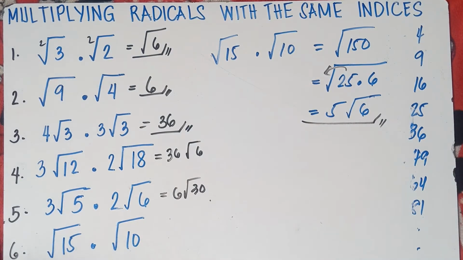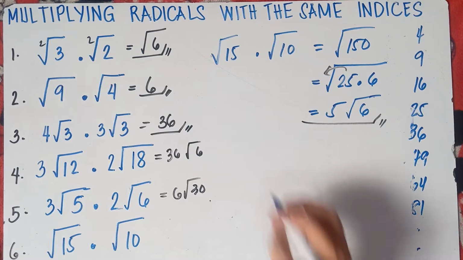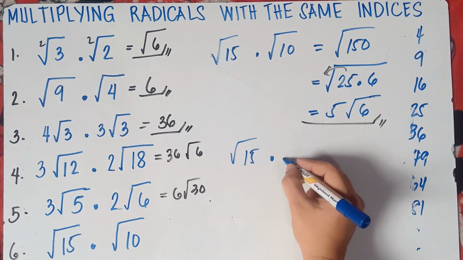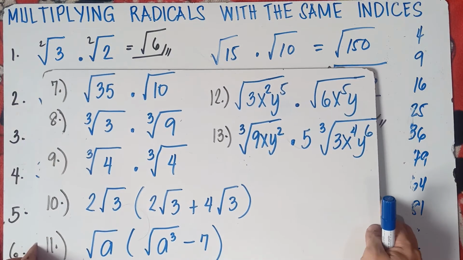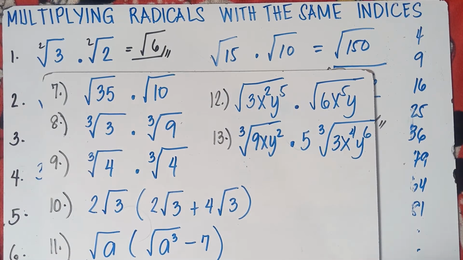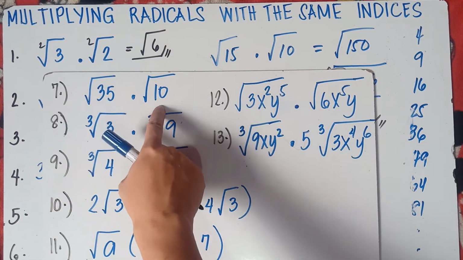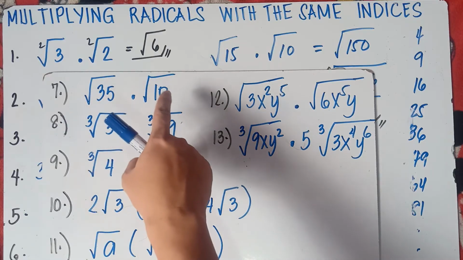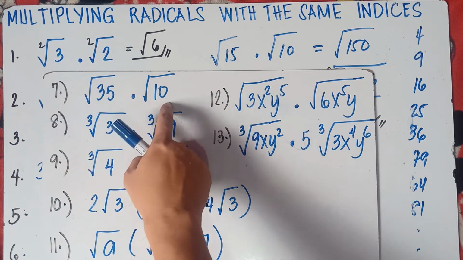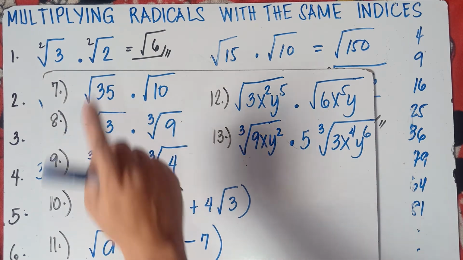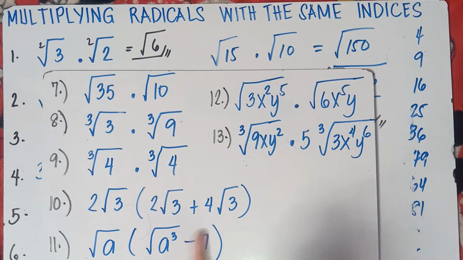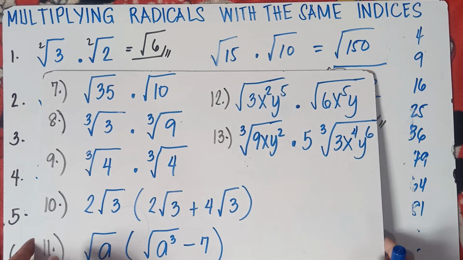So in shortcut, class, square root of 15 times square root of 10. You can do a shortcut, because if these are large numbers, for example number 7, square root of 35 multiplied by square root of 10, of course your answer will be square root of 350, right? 35 times 10 is 350. And you are told to find two numbers that when you multiply them, you will get 350. One number is a perfect square, the other is not. So it will take time because these are large numbers.